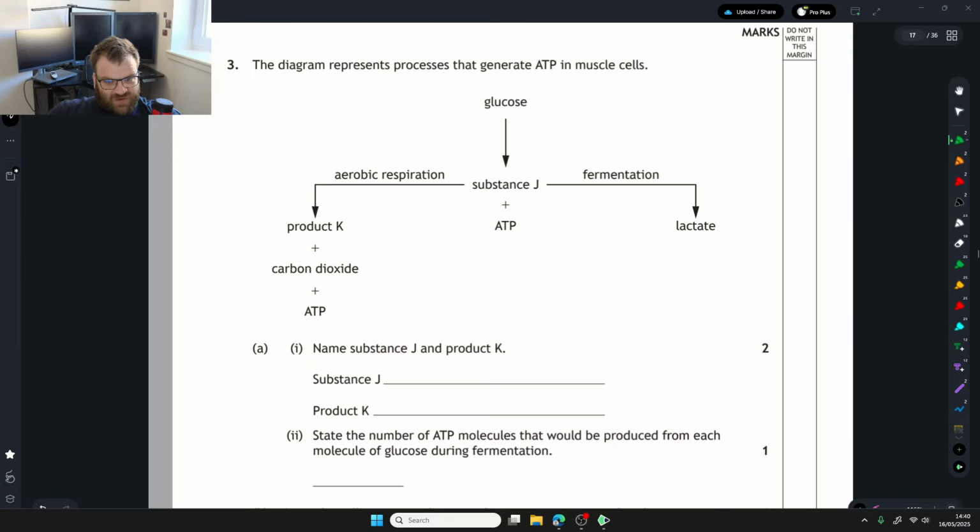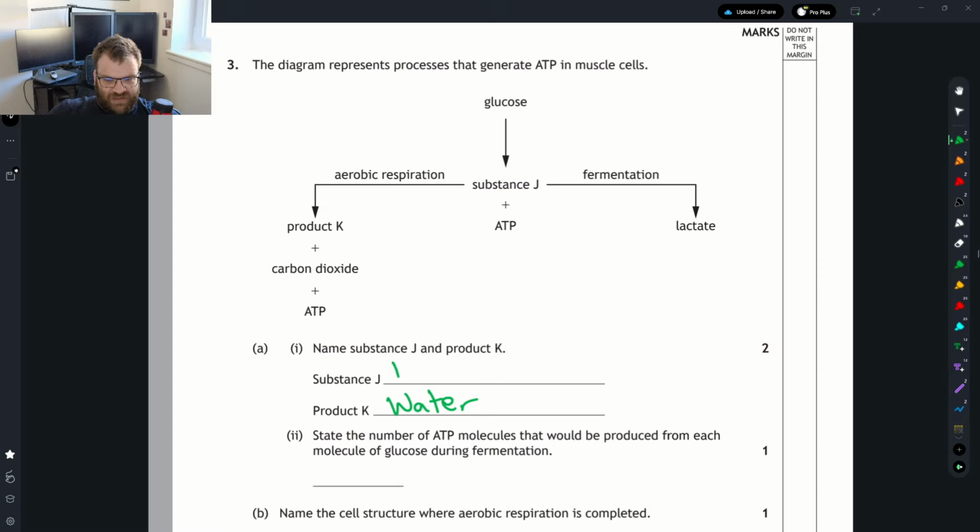In this one, we're talking about the different types of respiration, aerobic and fermentation. Aerobic respiration is with oxygen. It produces carbon dioxide and water. So K has to be water. Glucose is first broken down into pyruvate before it then either goes and makes carbon dioxide and water and ATP or makes lactate, just depending on the presence of oxygen or not.